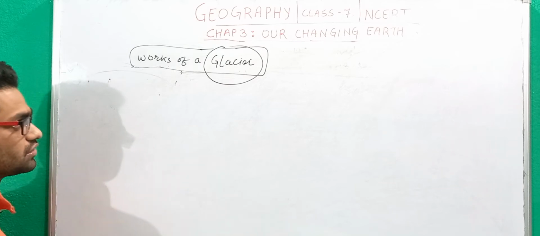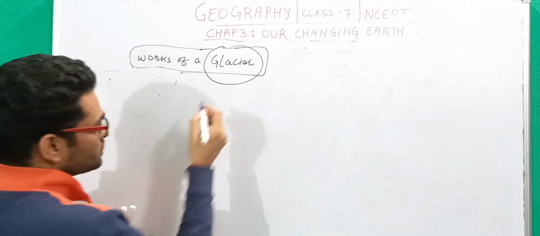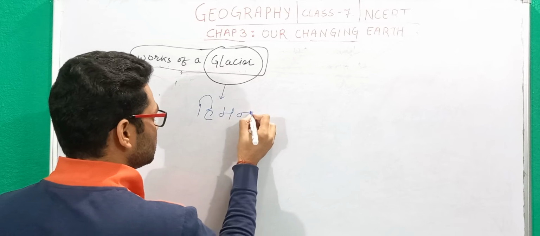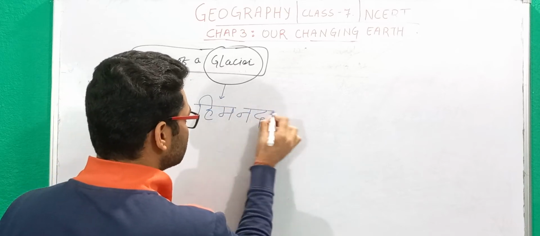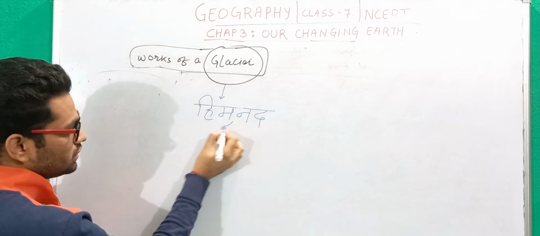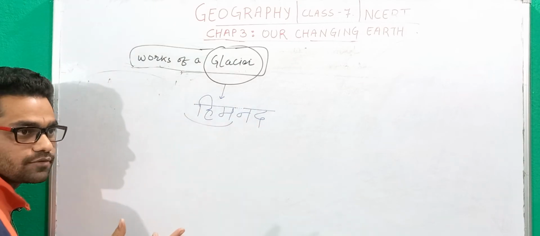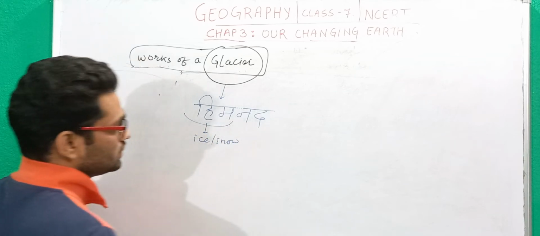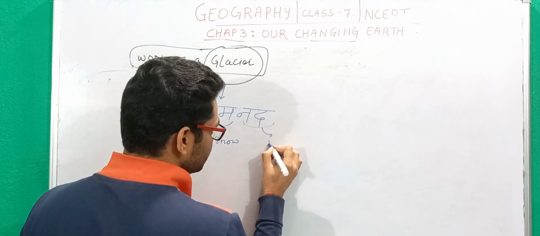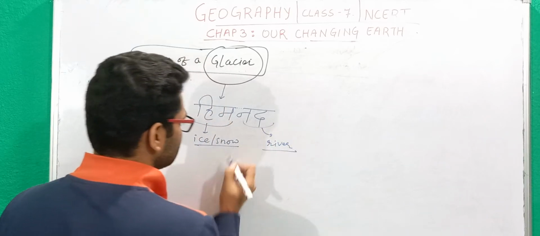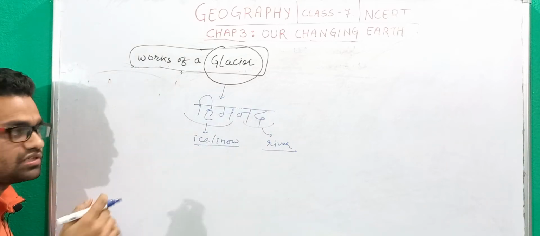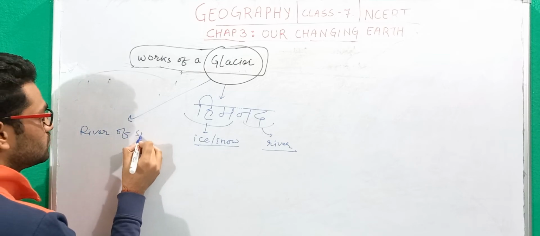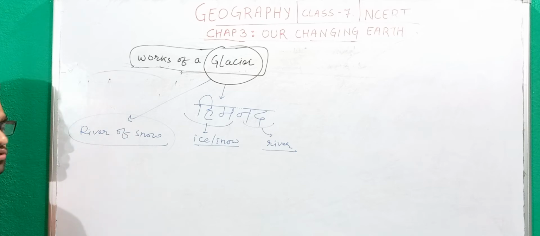Let me go to the Hindi word for glacier, which is Himnad. This Himnad is made up of two words. Him, as in Himalaya, means ice or snow. And Nad actually means Nadi, which means river. So now I think the definition of glacier is clear: it is a river of snow. A river of snow is called a glacier.